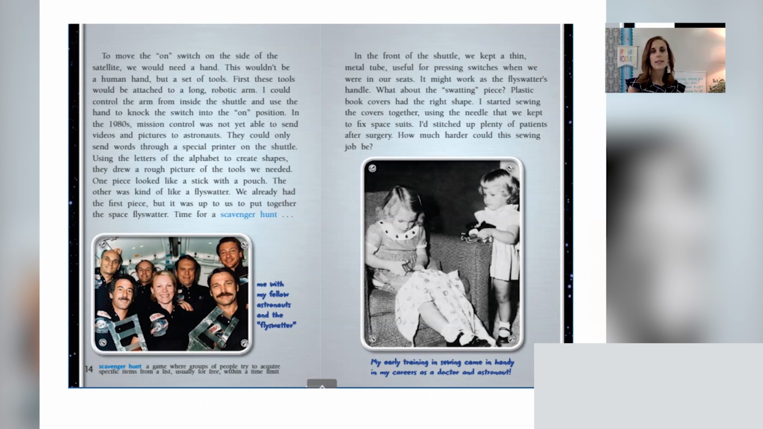When the author said, "How much harder could this sewing job be?" I was reminded of the character trait we mentioned shortly ago. This lady would not give up.